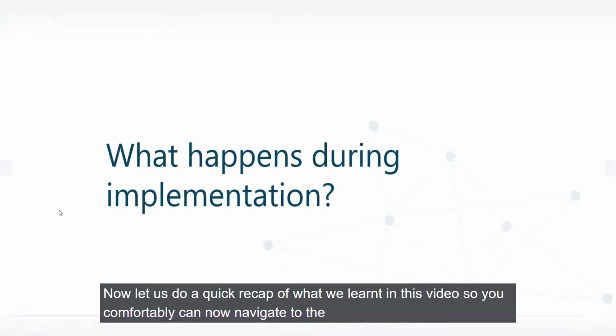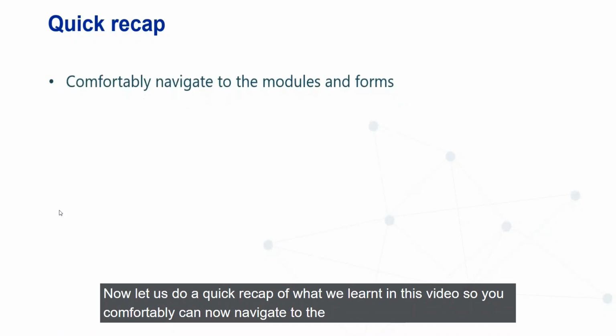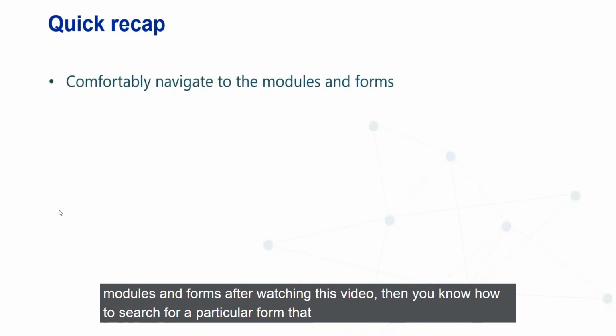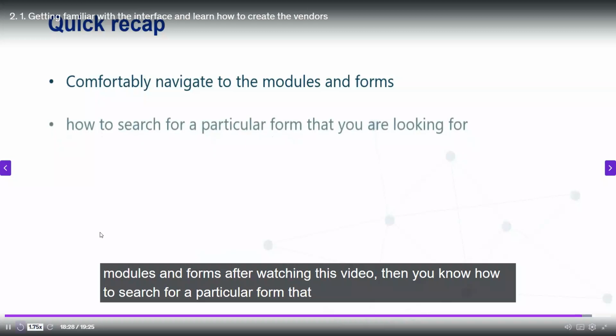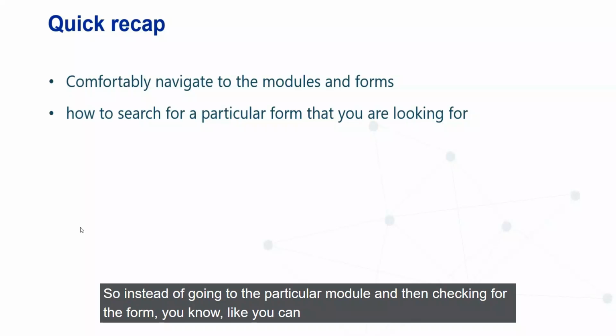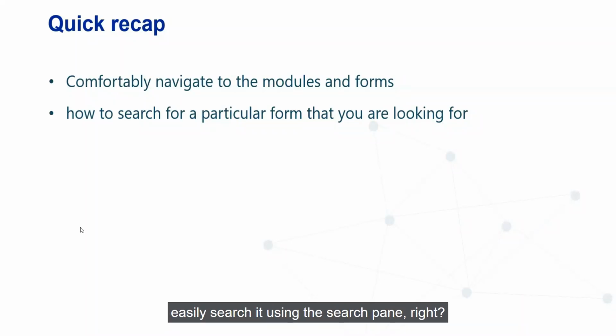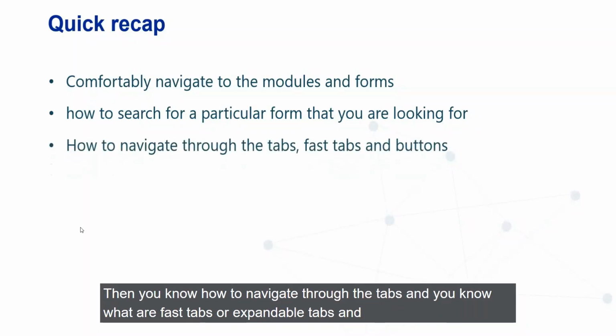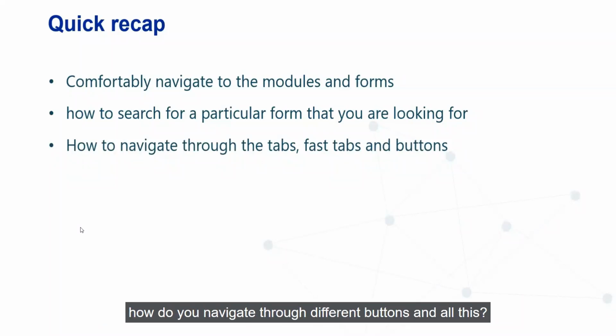All right, now let us do a quick recap of what we learned in this video. You can now comfortably navigate to the modules and forms. You know how to search for a particular form that you're looking for. Instead of going to the particular module and then checking for the form, you can easily search for it using the search pane. Then you know how to navigate through the tabs, what fast tabs or expandable tabs are, and how to navigate through different buttons and so on.